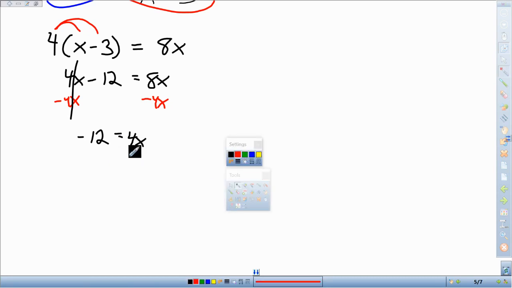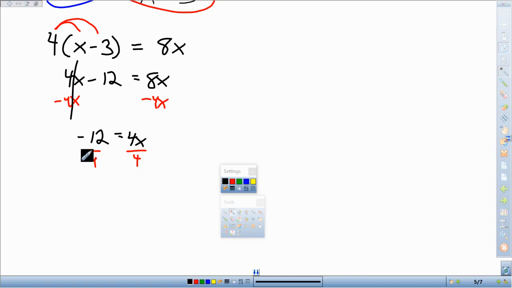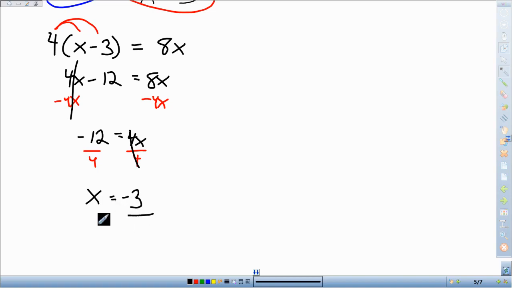Okay, now we can go ahead and solve for x. Notice it's on the right-hand side. That's okay. All we care about is getting rid of this 4. It's being multiplied, so we divide. So it looks like I'm going to get negative 3 equals x. I'm going to save myself a step, flip it around. x equals negative 3.